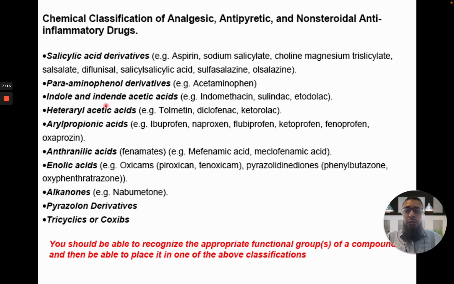So these are some of the classification. For example, this salicylic acid derivative, the para-amino phenol derivative, which is acetaminophen, and this indometacin from the indole and indene acetic acid. So we will see some examples of these classified analgesics.